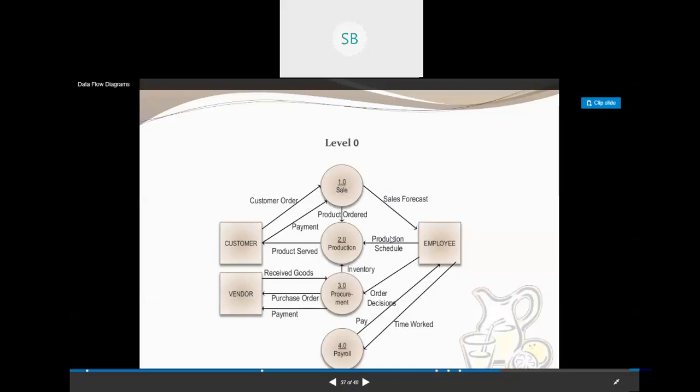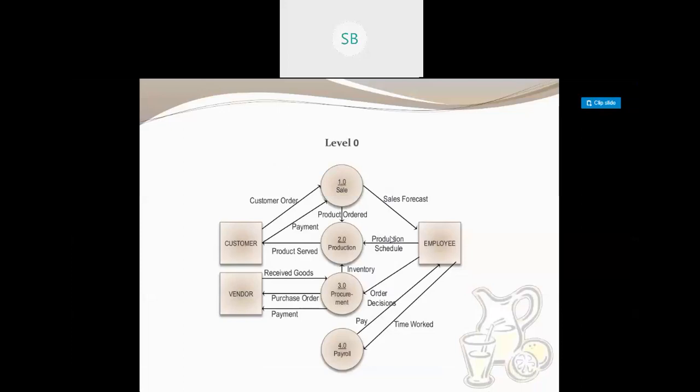The DFD, the process flow, will be separate for different projects. For example, for a student management system there will be different DFDs. For employee management, for faculty, this is a laminate system.